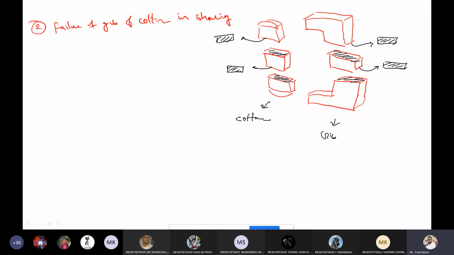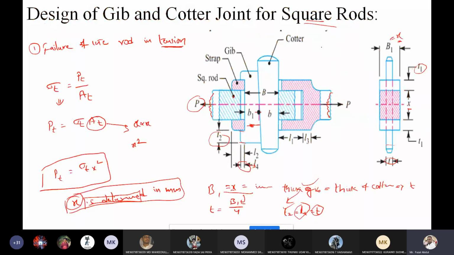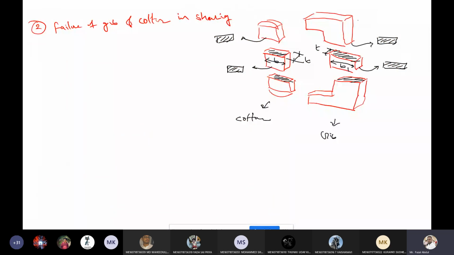Okay, so this is the thickness T. This is the width of the quarter B. This is the width of the gib B1, and this is the thickness of the gib T. Now what I said, total width is capital B. So if you add the B1, then we will get the B. So instead of writing B1 separately, I am writing the B because both are failing in shear. For that reason I am taking the entire width into consideration. Okay.